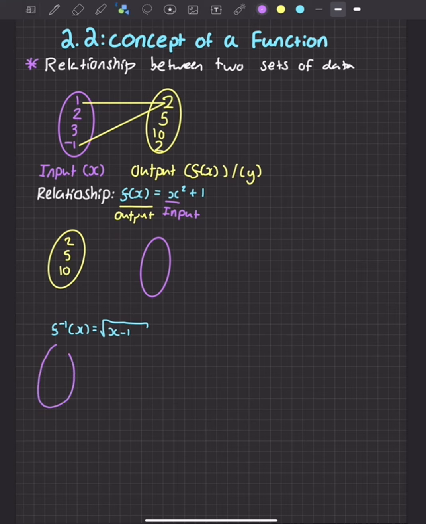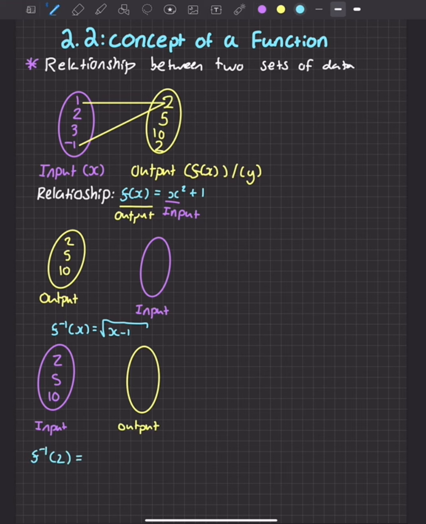So if we draw our new sets of data, here and here, before these were the outputs, now these are the inputs, and these are the outputs. And your inputs to root x minus 1 are 2, 5, and 10. Your new inputs are your y values. And so let's find f minus 1 of 2. So when y equals 2, what is x? x is the square root of 2 minus 1. x is plus or minus 1.